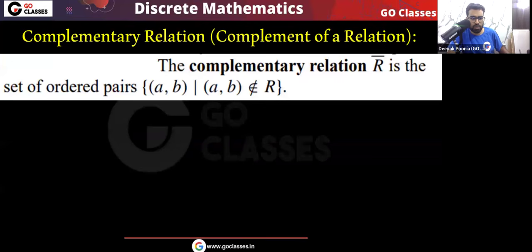Very simple. So the definition of complementary relation, or complement of a relation: the complementary relation R bar is the set of ordered pairs (a, b) such that (a, b) does not belong to R. Means to find the complement of relation R, you take all the ordered pairs which do not belong to that relation R.